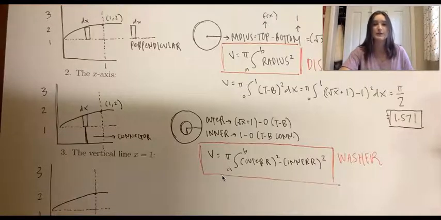And I just call it that because this looks like a washer. It's got a hole in the middle. You can call it the donut formula or whatever you want. But just remember that this one is pi integral outer squared minus inner squared. So I'll show you that in the calculator.